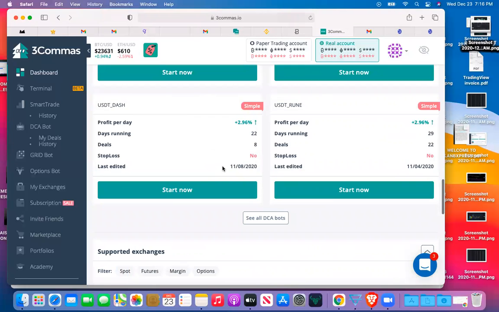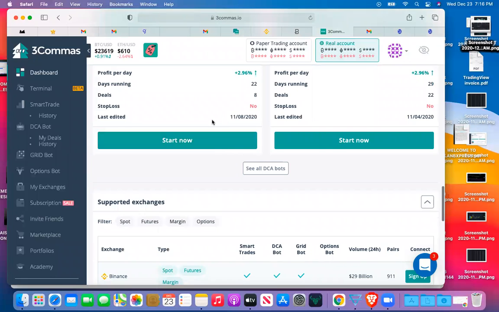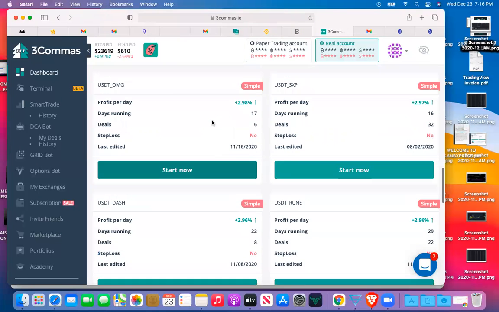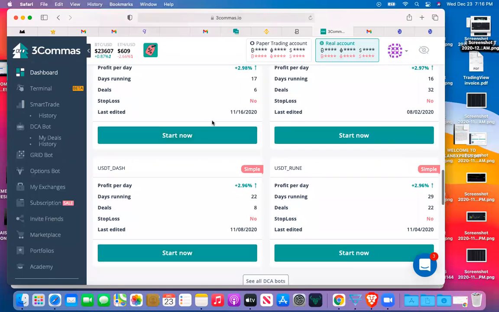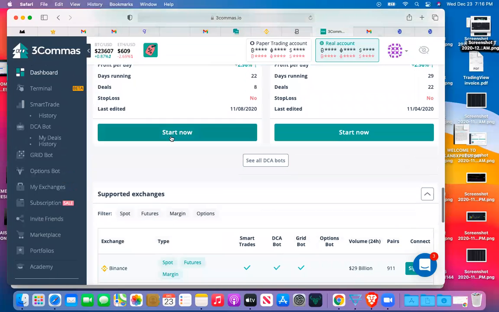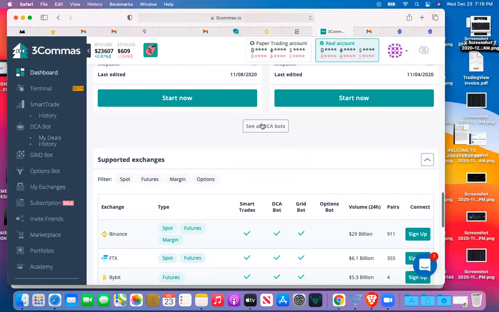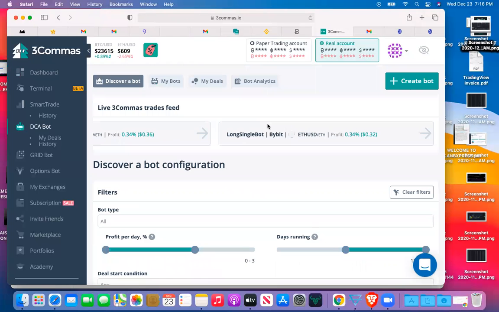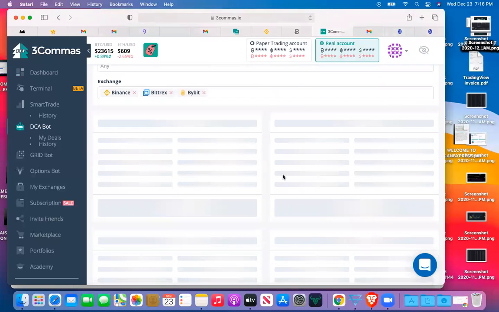Look at it. This guy, Dashcoin, right? It was running for 22 days and had completed just 8 deals. And this guy has done, not start now. You need to check configure. Please don't click start now. Check configure. See all DCA bots. Then what you need to check on them is the configuration.